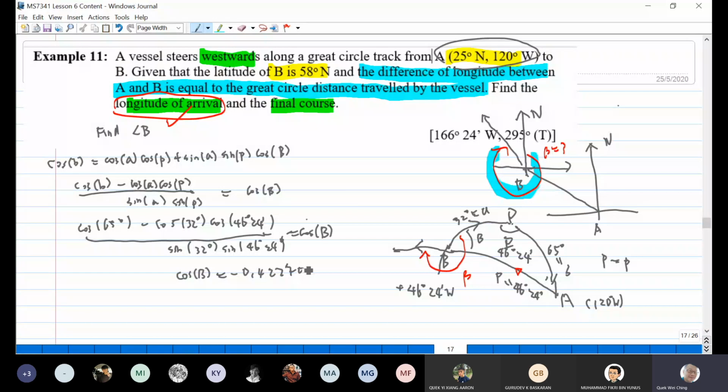So B is actually the cosine inverse of the answer, which is 115 degrees. Okay, this is actually quite a big angle, 115 degrees, more than 90 degrees.